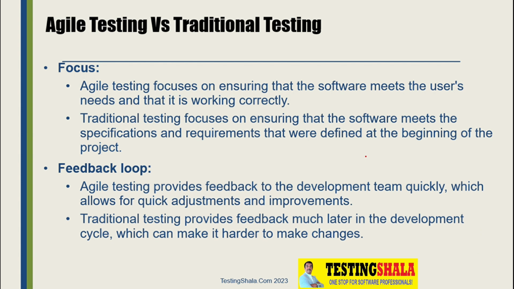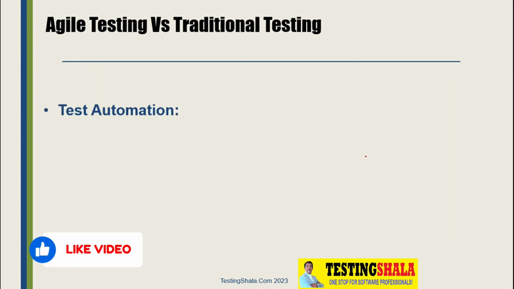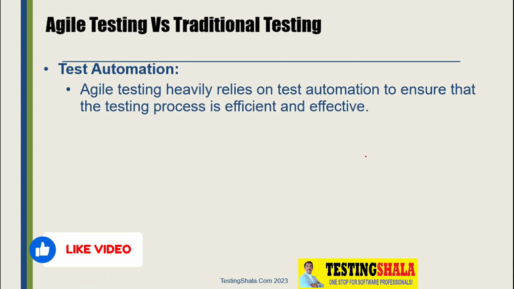And the next one is test automation. In agile testing, we focus more on automation, because we have to do incremental and iterative testing overall. Without test automation it is not possible at all. We put more emphasis and more energy into automation in agile testing. In traditional testing, we rely more on manual testing plus automation as well.